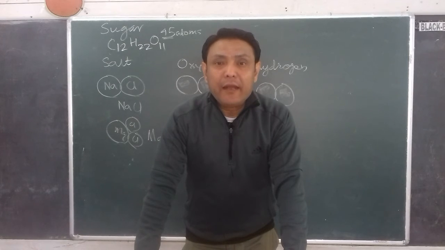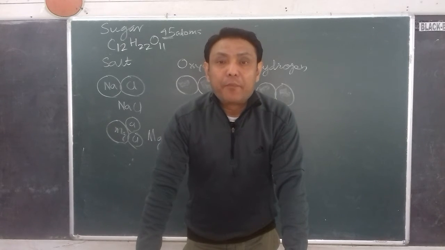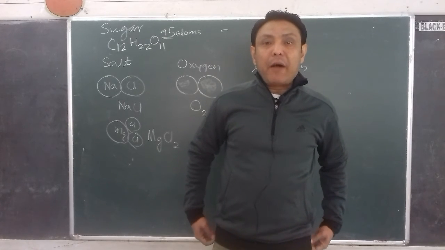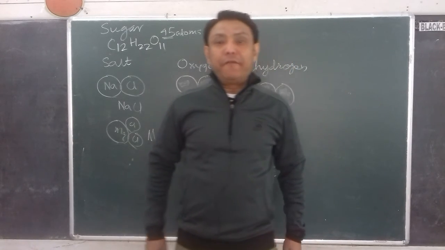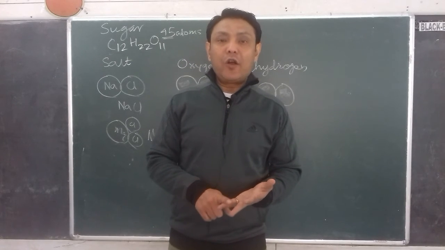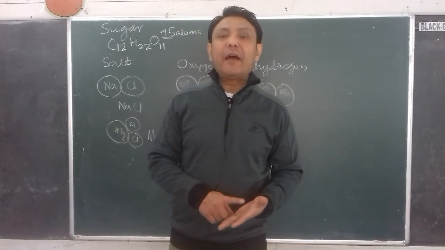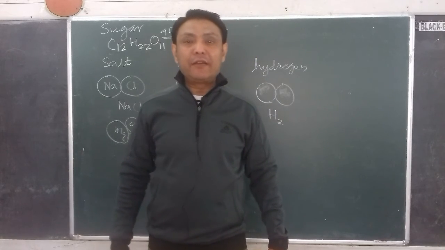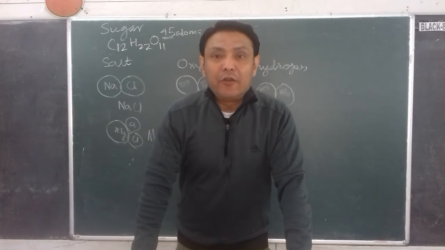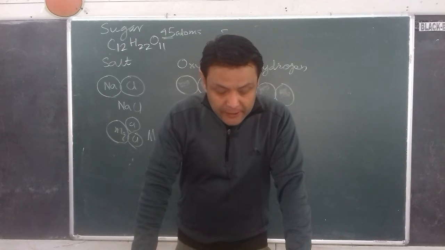A compound is a pure substance made up of 2 or more elements combined together chemically in a fixed proportion. For example, carbon dioxide, water, sugar, and there are millions and billions and trillions of compounds. We'll talk about it later. I'll tell you how we write the formula of different compounds also. You need not worry.